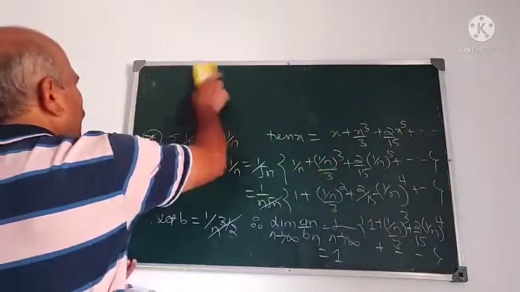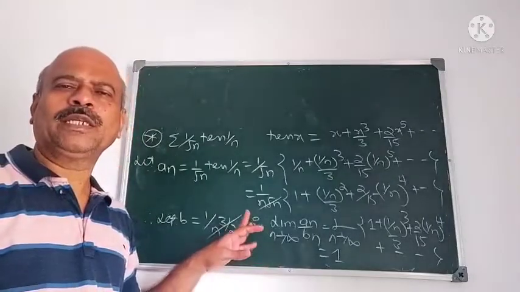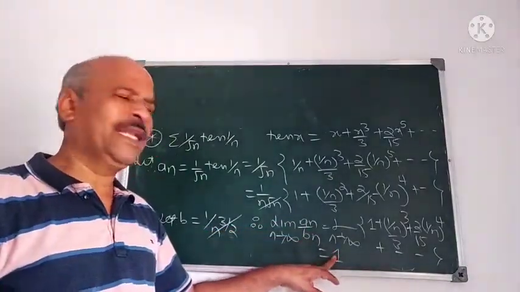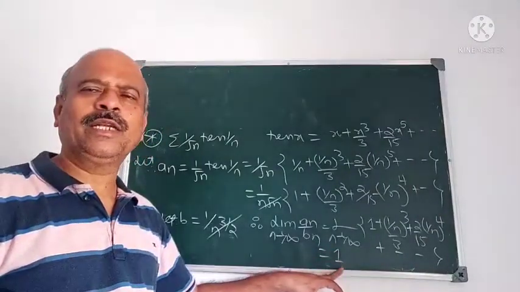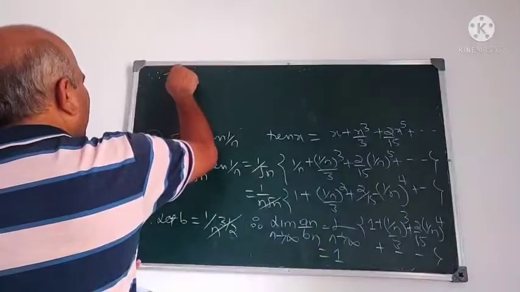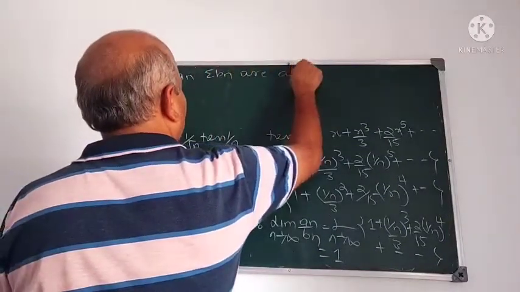Conclusion. What is the conclusion? What does the limit comparison test say? If limit an by bn is finite and not 0, that is satisfied here, finite and not 0, then sigma an, sigma bn are alike, same.